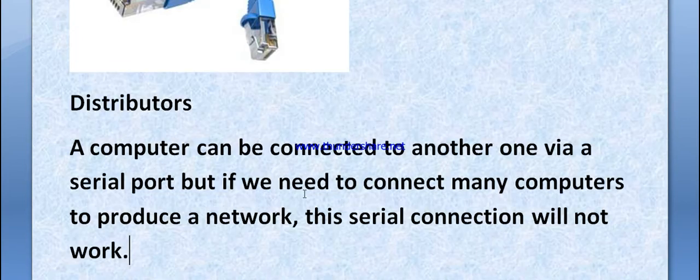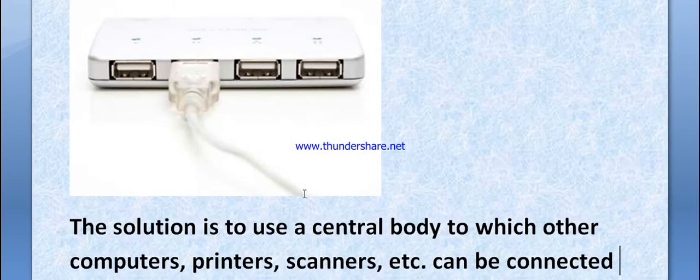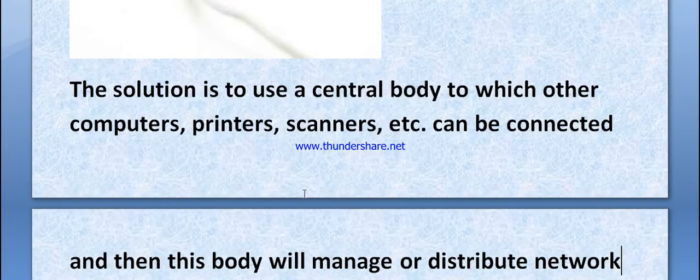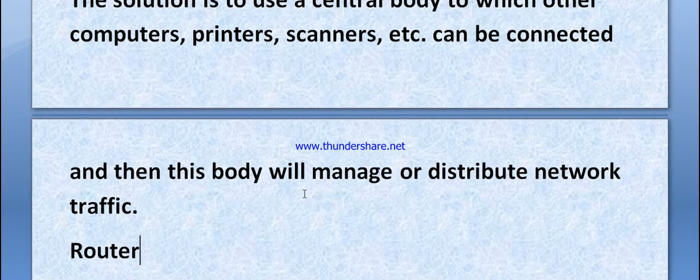Now distributors. A computer can be connected to another one via a serial port, but if we need to connect many computers to produce a network, these serial connections will not work. This is the port and hub. The solution is to use a central body to which other computers, printers and scanners can be connected, and this body will manage or distribute network traffic.